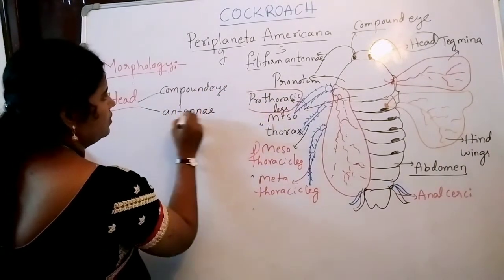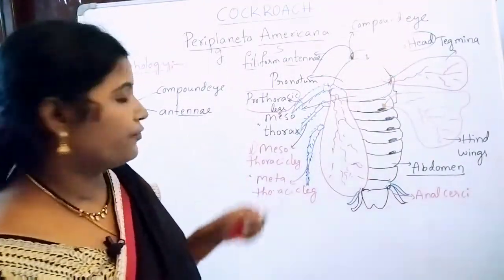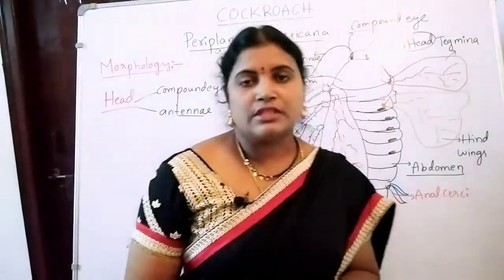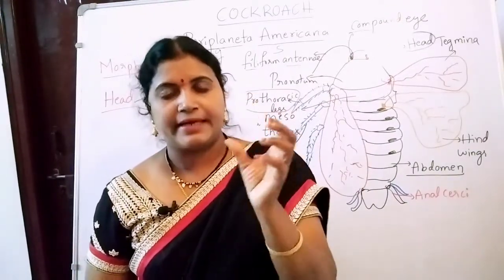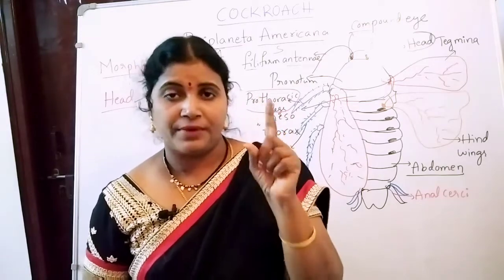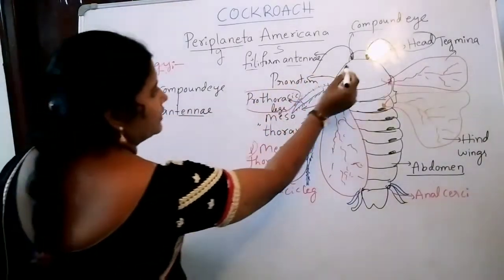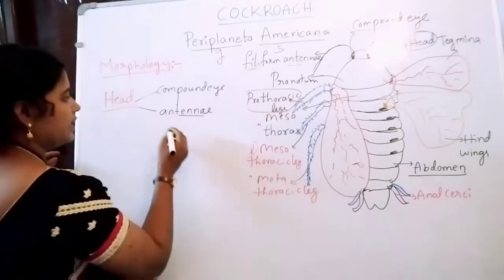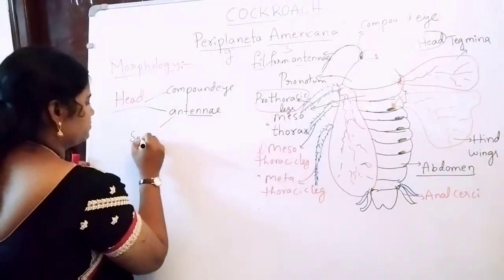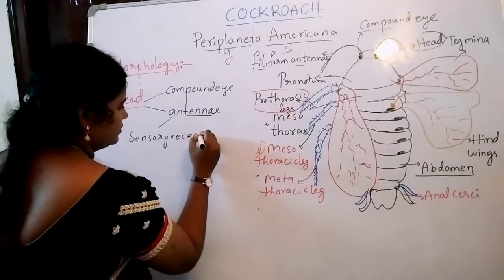First, the compound eyes. They are present in the head, the complete head capsule. It contains one pair of eyes on the lateral surfaces. Above the eyes, it contains the filiform antennae. You see here, it contains the filiform antennae. These antennae contain sensory receptors.